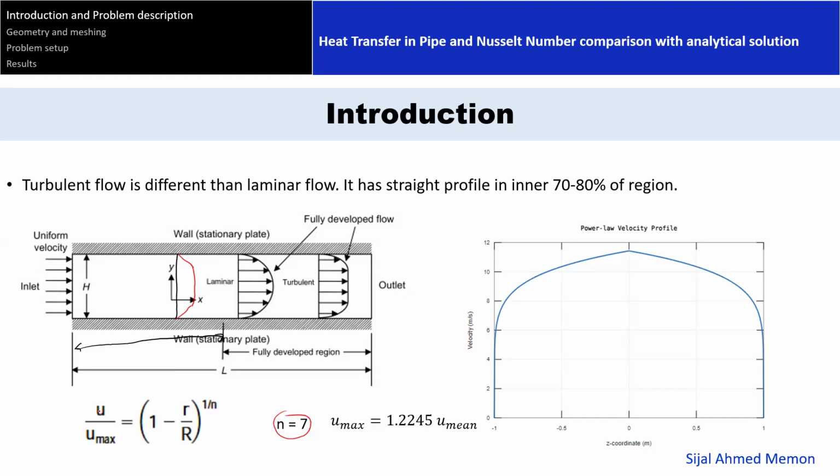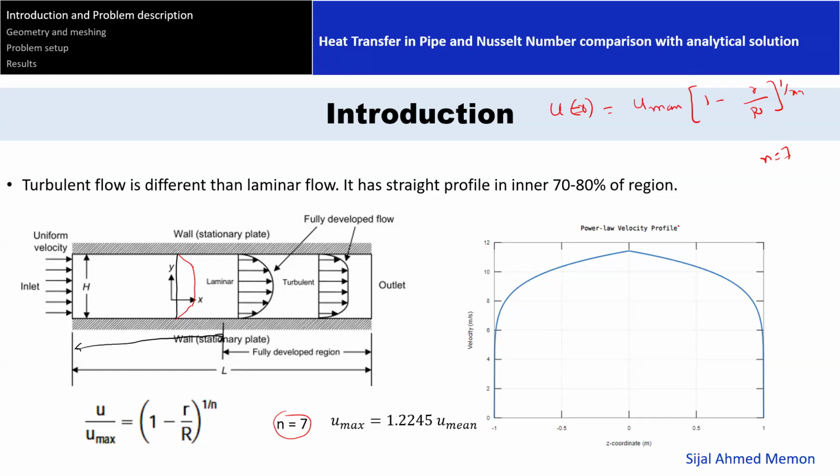So you know that u over u maximum is equal to (1 minus r over R) to the power 1/n. So I can write this equation as u of r, or u of y, whichever you prefer: u equals u maximum times (1 minus r over R) to the power 1/n. So this n is equal to 7.